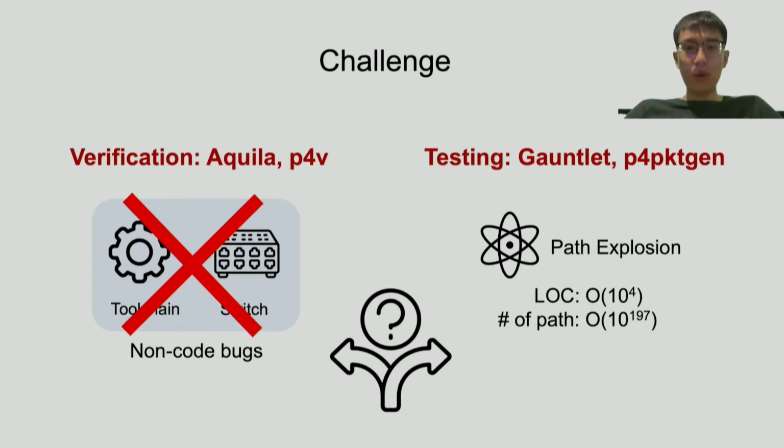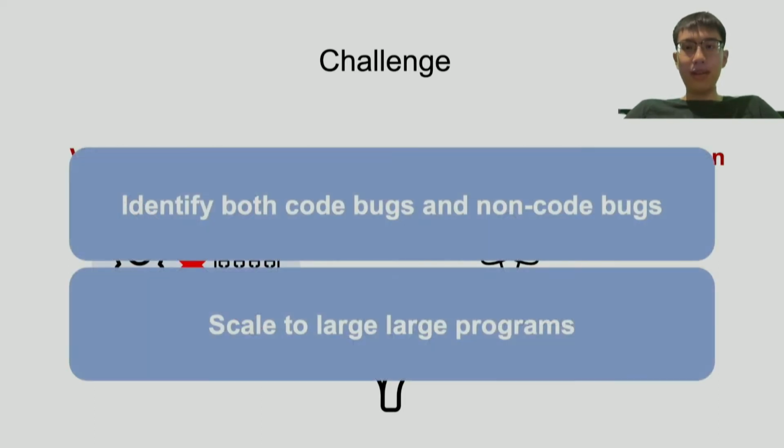One of the P4 programs in our production edge switch consists of 10 to the power of 4 lines of code, and the number of paths is 10 to the power of 197. The state-of-the-art testing techniques suffer from path explosion, and they can hardly scale to large programs. Thus, the biggest technical challenge is to identify both code bugs and non-code bugs for large-scale programs.